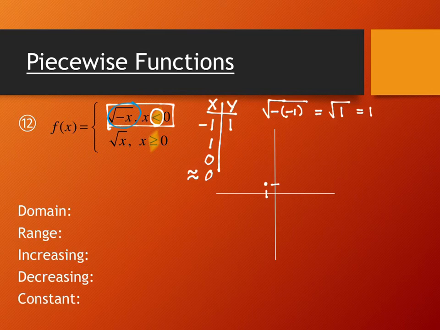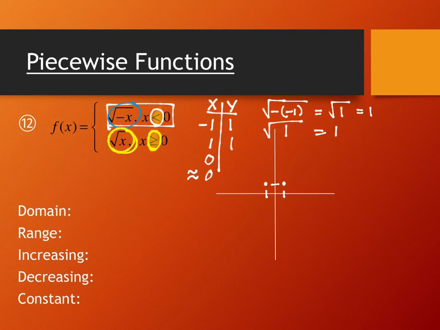So the next one is x is equal to +1. Well, x is equal to +1 means x is greater than 0. So we're going to put it into this equation because that's the equation we're supposed to use if I pick values greater than 0. So I have the square root of 1, which is also 1. So now I have the point 1, 1. Don't connect them. Got more to do. But that's what I have so far.